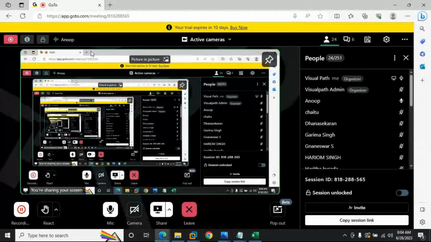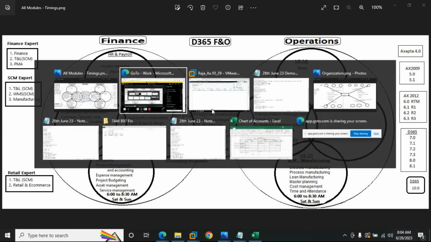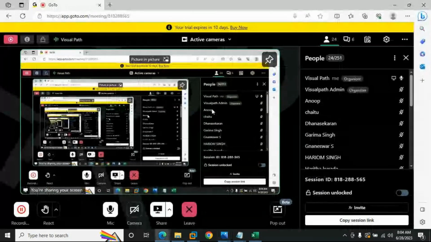So if you want to become a finance expert, try to join for both finance and T&L, because both have interconnections. There is a lot of overlap between T&L and finance.